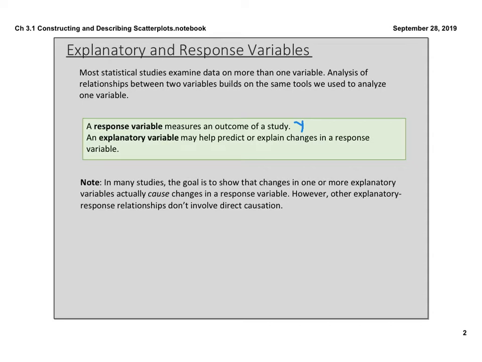The explanatory variable is what may predict or explain the changes in the response variable. So explanatory is like what's explaining your data. The response is the result, what happens when the explanatory value does something, when it goes up, when it goes down, whatever may happen. It says, note, in many studies, the goal is to show the changes in one or more explanatory variables that actually cause, this is a key word here, changes in the response variable. However, other explanatory response relationships don't involve direct causation. So we're going to talk a lot about the difference between causation and just a linear relationship or correlation.